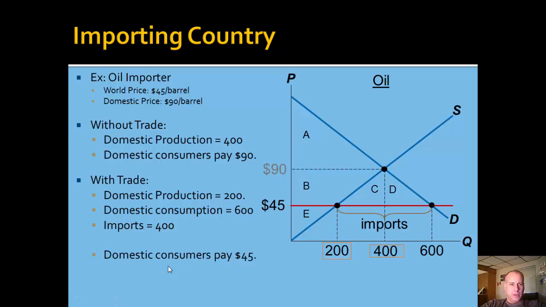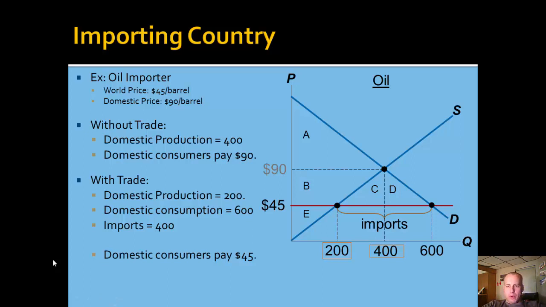Now let's take a look at what happens when we import a good. For instance, oil. The United States is a net importer of oil. In this market, we can consider a situation where the domestic price, the price that would prevail in a market where we didn't either export or import oil, would be $90 a barrel, but consider a situation where the world price is just $45 a barrel. That is, there are countries that can produce oil at $45 a barrel for consumption on the world market.